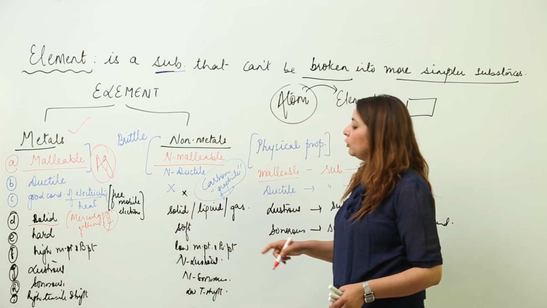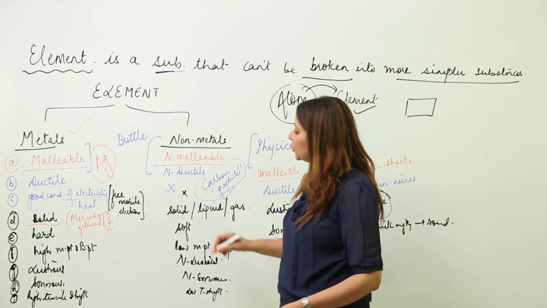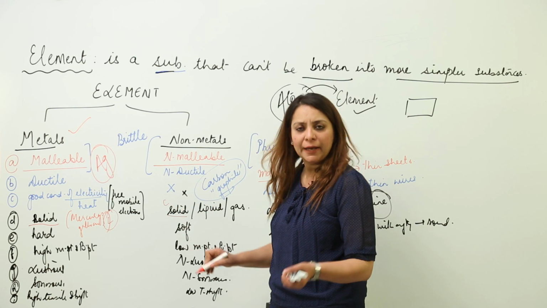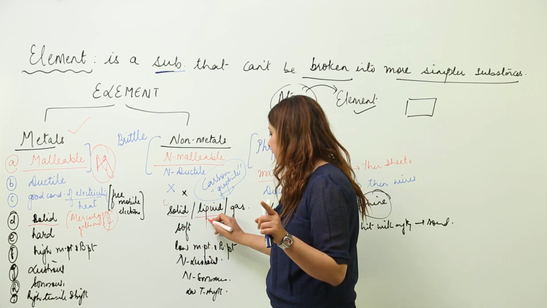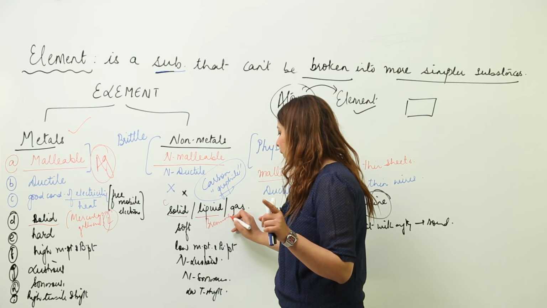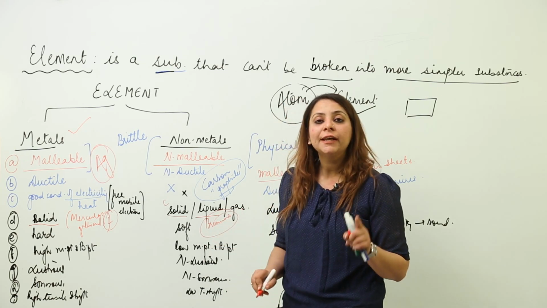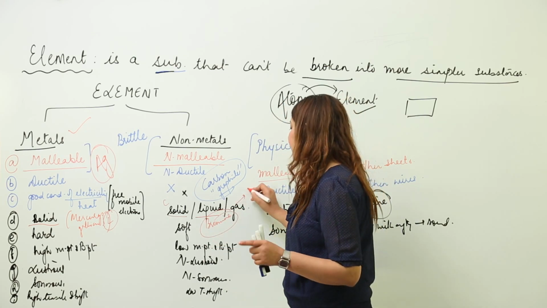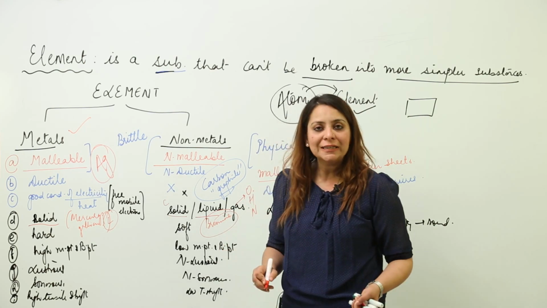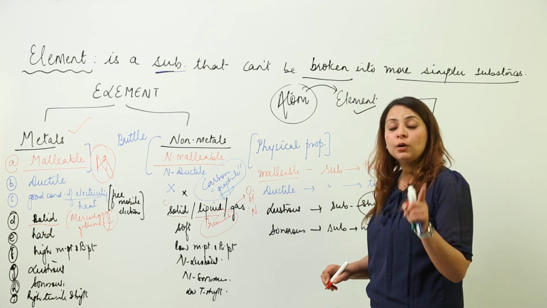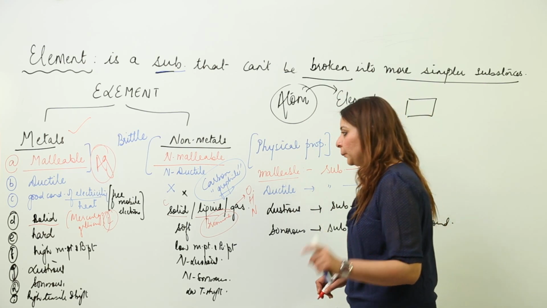And if we talk about the non-metals, we have many solid non-metals like carbon and many more, but the liquid non-metal is only one, that is bromine. Bromine is the only non-metal that is liquid at room temperature, and gases are again so many: oxygen, hydrogen, nitrogen, these all exist as gases. But the liquid is only one, that is bromine.